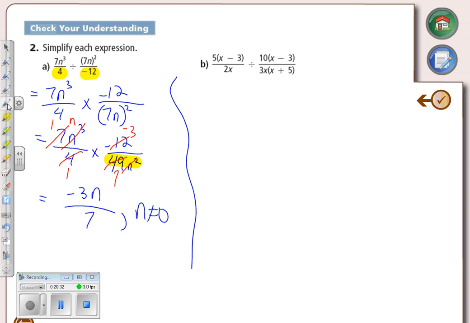Alrighty, so probably a good idea to try to pause, try it yourself, see if you get the right answer. So, start by flipping, taking the reciprocal of the second fraction.